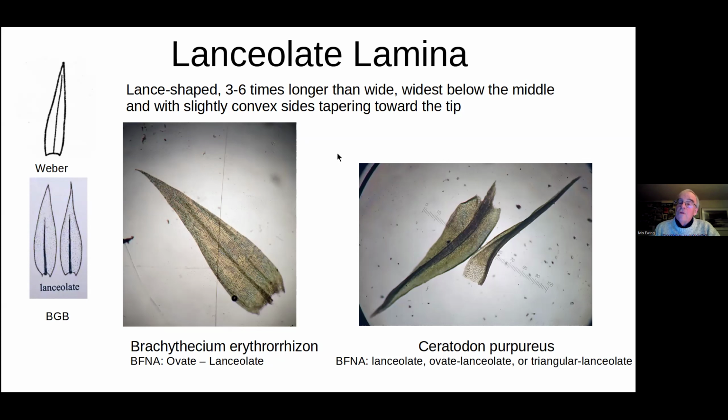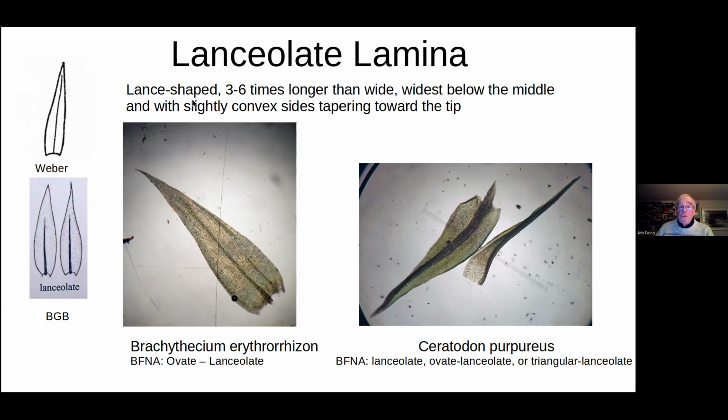And then I thought, no, it's better to show the difference, because a lot of the definitions that you see in books and keys are different depending on the key that you use. And they're also very often more than one word that describes it. And Brachythecium erythrorhizon is a good example of that.